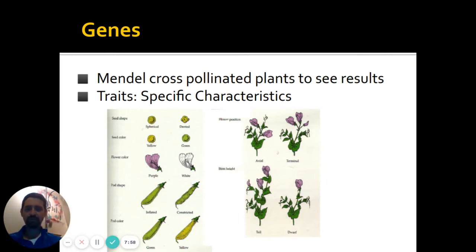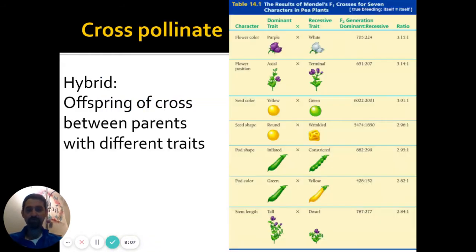So let's say you would cross a purple and a white flowering pea plant. What's going to happen? Well, conventional wisdom would say, well, would they mix? Well, what he found was that they didn't. So he hybridized these. This term hybrid means crossing different traits. So he hybridized purple and white flowers. He hybridized yellow and green seeds. He hybridized round and wrinkled seeds.